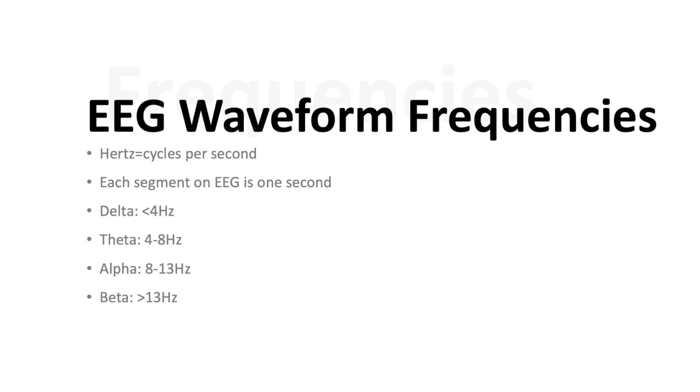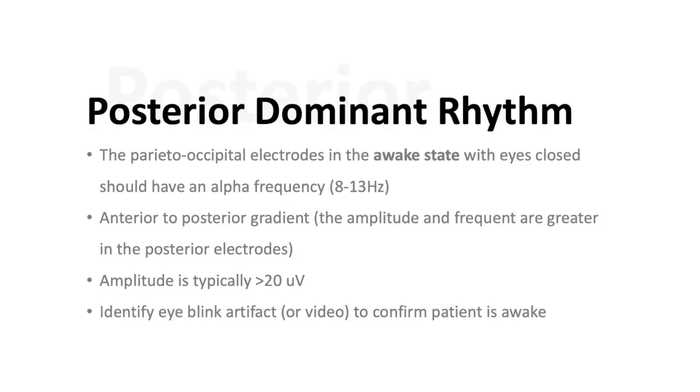At this point in the lecture, we should go ahead and review the different frequencies which are labeled with Greek letters for EEG waveforms. Less than 4 Hz, again, is a delta wave. So now we'll discuss the posterior dominant rhythm.